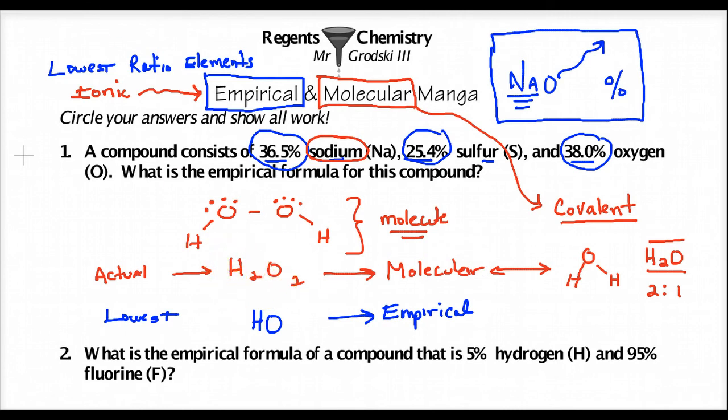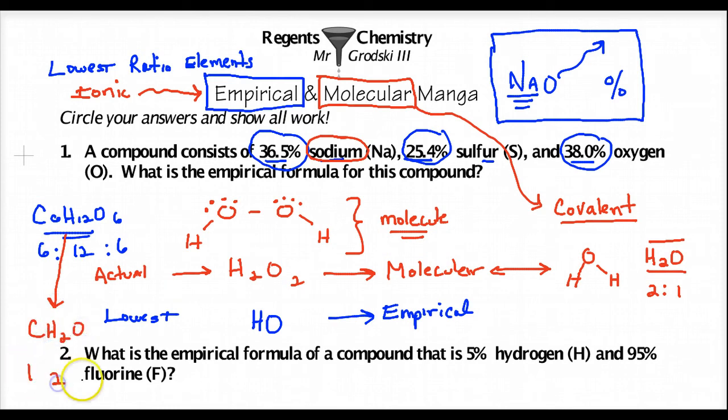Case in point, we'll do one more. Glucose, C6H12O6, exists in nature as a molecule with this ratio, 6 to 12 to 6. That's the actual number of atoms that exist in this particle called a molecule. But if I reduce glucose to the lowest terms, I would get CH2O. It's a 1 to 2 to 1 ratio. And this is what we would find in lab for building empirical lowest ratio formulas.